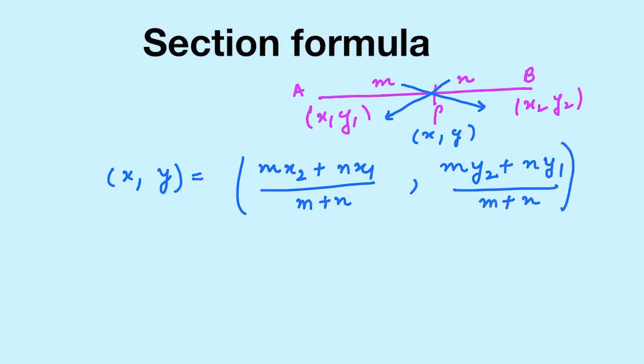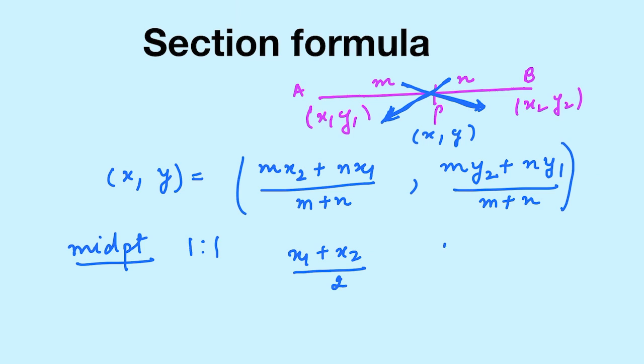Always remember it's a cross. This gets m multiplied by x2. Similarly, n multiplied by x1. Remember that. Fine. This formula can further be used, you can say midpoint is a particular case of that when the ratio is 1 is to 1. Then it becomes x1 plus x2 by 2 and y1 plus y2 by 2. Fine. So we move to the next.